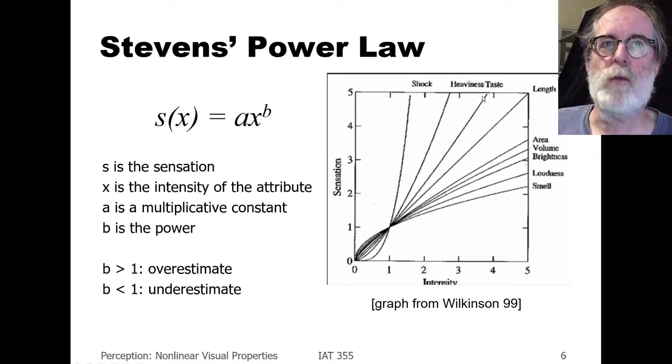For taste, we overestimate. The value there is approximately 1.5. Heaviness, we overestimate. The exponent there is a little bit greater, and we really, really overestimate shock. Even small increments of shock really, really get overestimated. They hurt like hell. And the reason why they're hurting like hell, of course, is that electrical impulses are directly plugging into our nervous system.